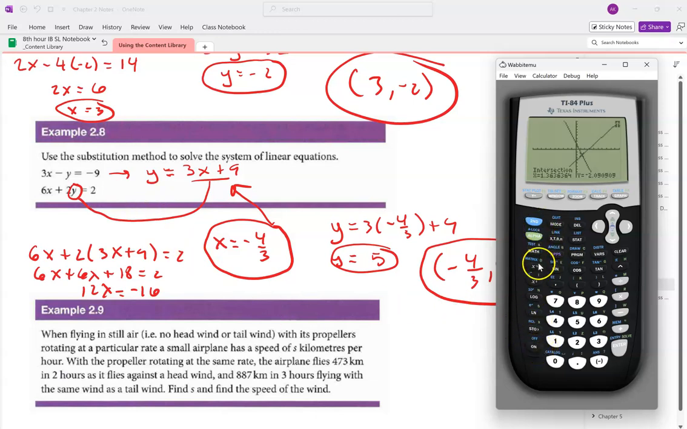So I'm going to press second and the matrix button. I'm going to go over to the edit tab. This has 2 rows because it has 2 equations. And it's going to have 3 columns, one for the x's, one for the y's, and one for the answers. So I need a 2x3 matrix. And then I'm just going to type in the coefficients from my problem.